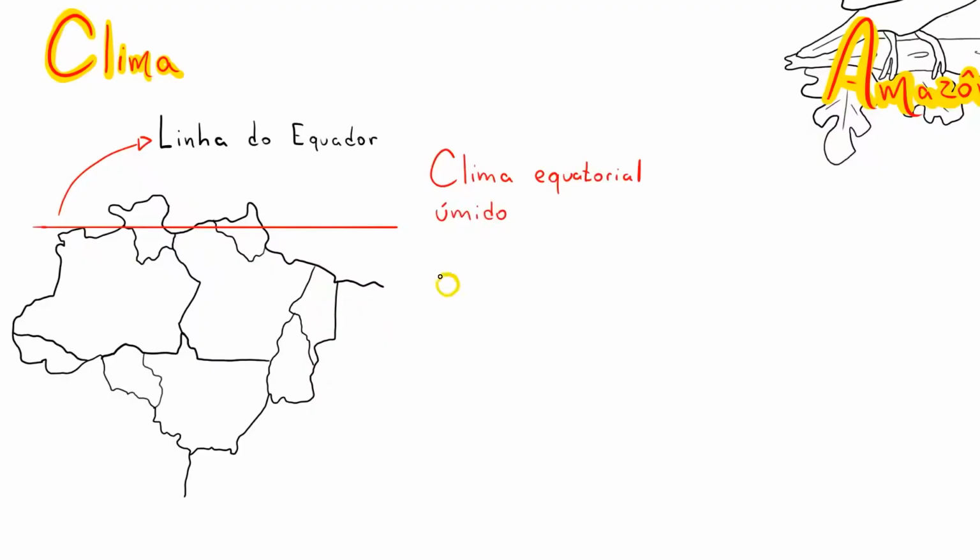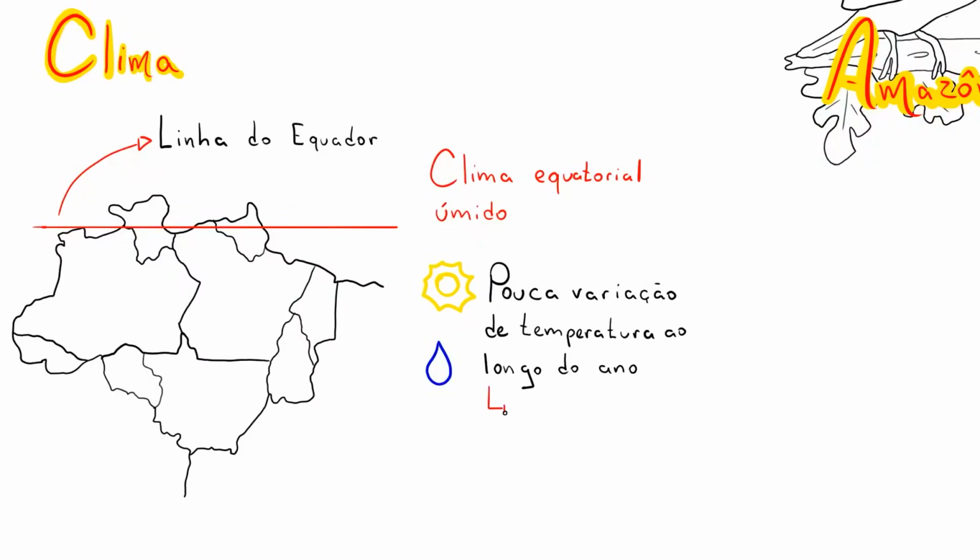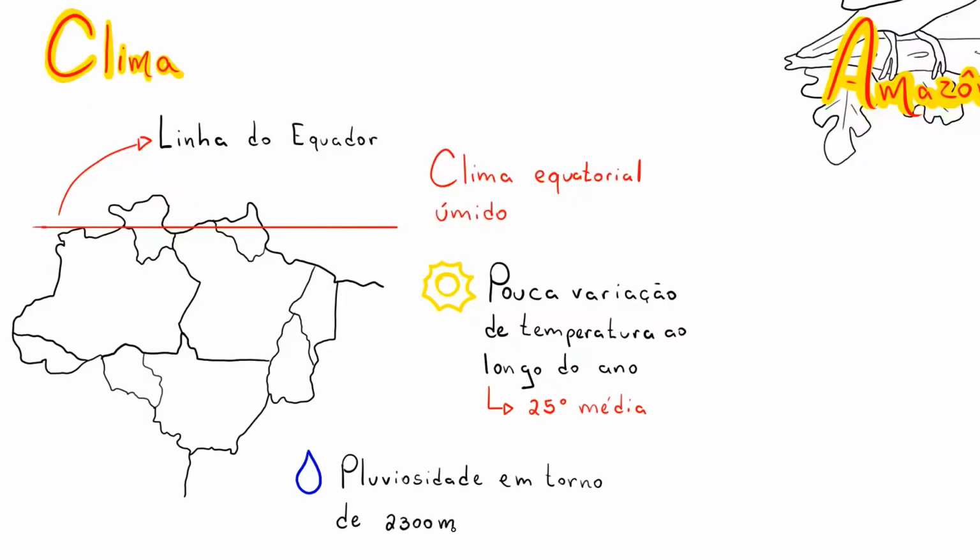So, the climate of the Amazon region is basically a humid equatorial climate with high temperatures and high humidity almost all year round. Regarding temperature, it shows little variation, basically staying around an annual average of 25 degrees. And the rainfall, which is the amount of rain, is around 2,300 millimeters per year. Of course, this amount varies according to the different parts or regions of the Amazon rainforest.